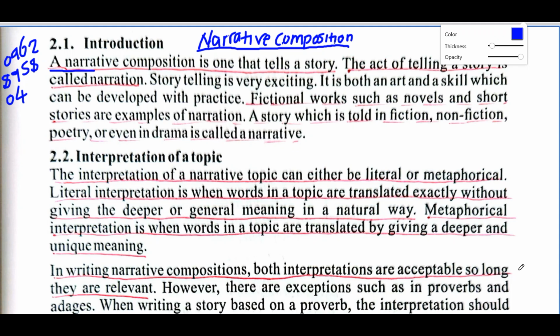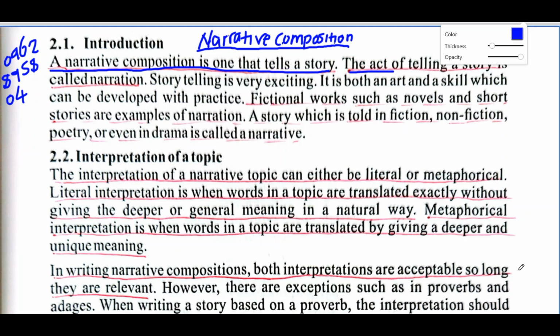So a narrative composition is one that tells a story. So this is where the focus is. It's all about telling a story. Now, how you write your narrative composition or how you narrate is where we want to help ourselves, because it's not every story that will make sense. So what we want now is, what are the factors that we need to put into consideration to make our composition interesting?